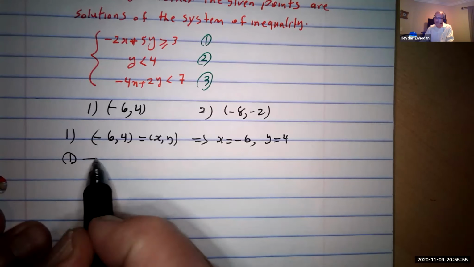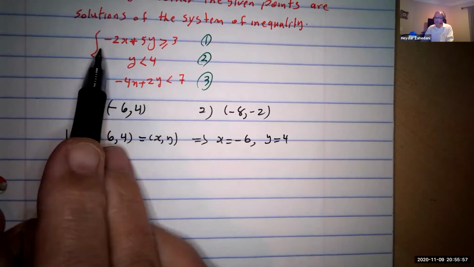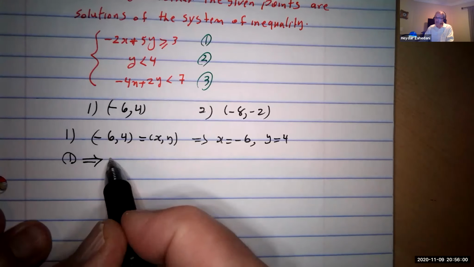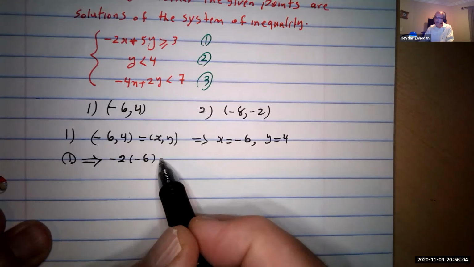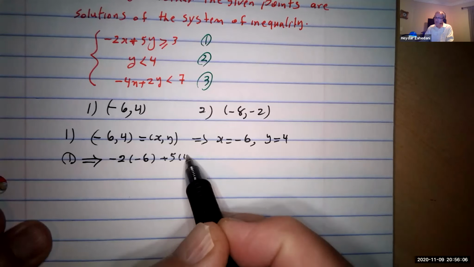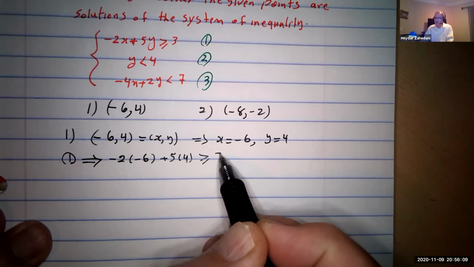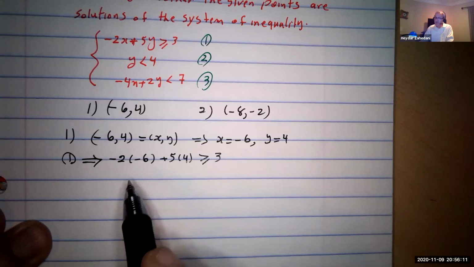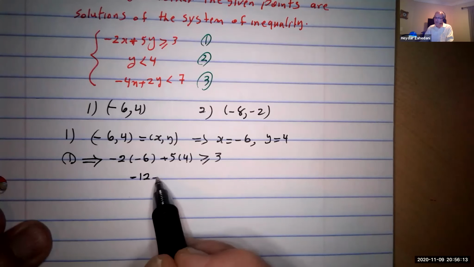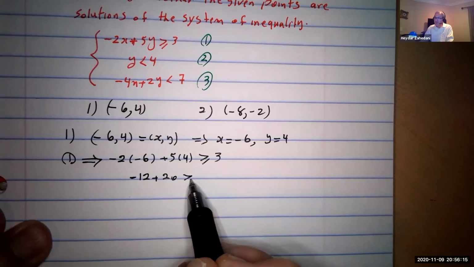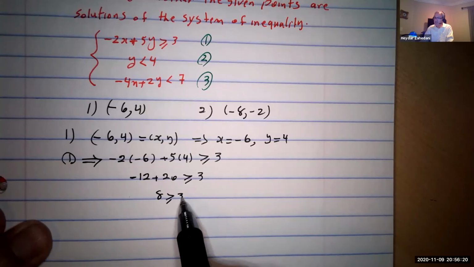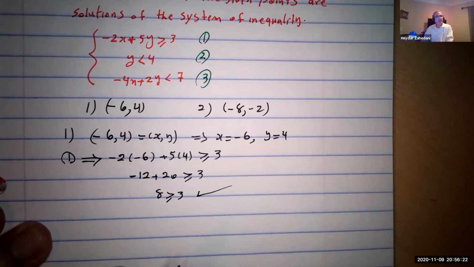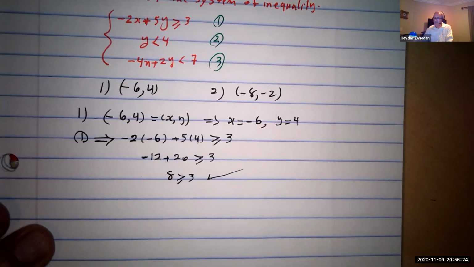If you check the first one, negative 2x gives negative 2 times negative 6, plus 5y, which is 5 times 4. You want it to be greater than or equal to 3. So that gives negative 12 plus 20, which should be greater than or equal to 3. That gives you 8 greater than or equal to 3. The answer would be yes. So it satisfies the first one. Any question?